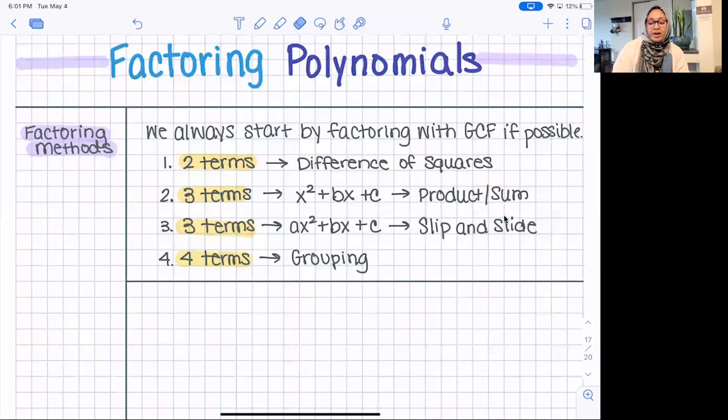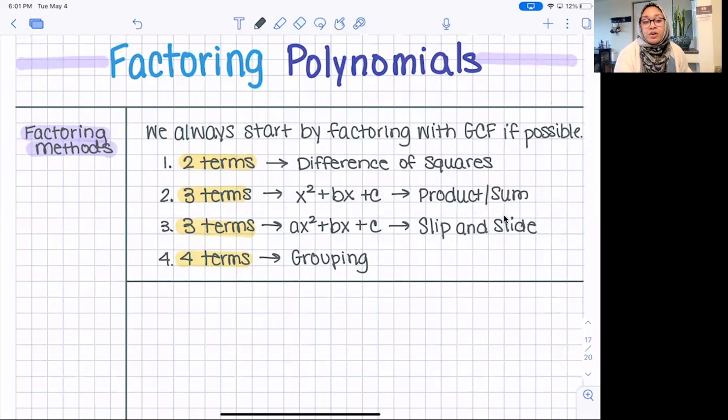Hello. So today we are going to start our notes on factoring polynomials. This is going to be a multi-part video series so that we can chunk all the different factoring methods that we want to include in our notes. But I already got us started, so go ahead and copy this down as I'm talking, okay?